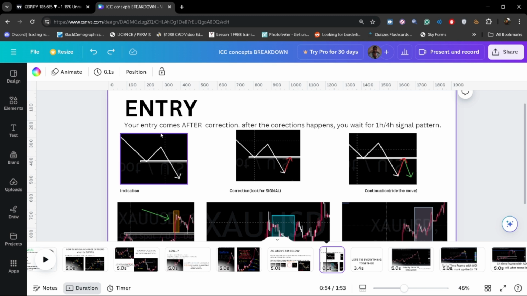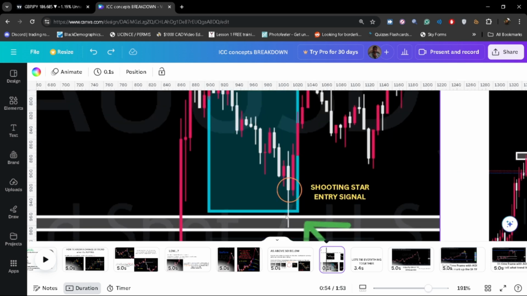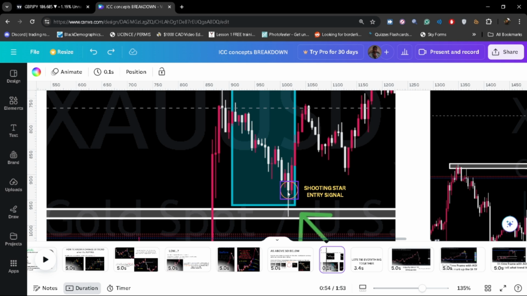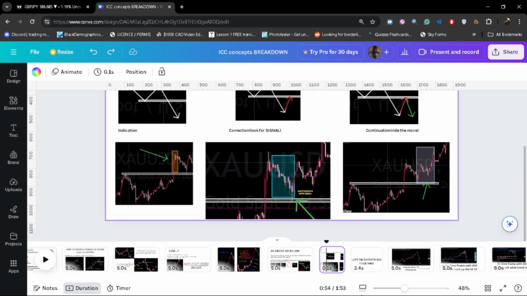Then when it comes to the entries, guys, your entry comes after the correction, right? So after the correction happens, you wait for a 1 hour or 4 hour signal pattern. So in this case here, you see the indication, then the correction happens, and then the continuation. So before the continuation happens, guys, your entry is literally right there. You can clearly see that when the correction happened and it tested that level, your entry was this shooting star, and you can clearly see that price bought all the way up from there, right? So that's basically how it works.